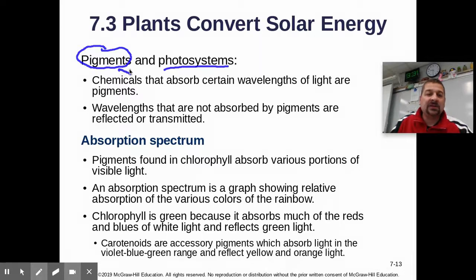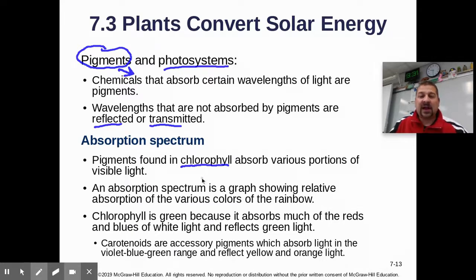Pigments are chemicals that absorb certain wavelengths of light, based on their color. The wavelengths that are not absorbed are reflected or transmitted, and so they look that color. They absorb all the other wavelengths, but they reflect that back to our eyes, and that's what we see. If we look at different pigments found in chlorophyll and run an absorption spectra on it, we can see what colors are absorbed and what colors are reflected.